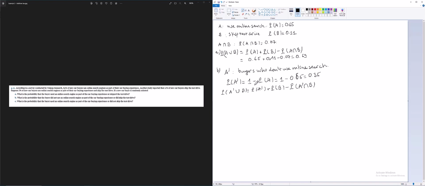Let's plug in the numbers that we already know. P of A prime is 0.35, P of B is 0.11. We're left with this quantity, P of A prime intersect B, that we don't know. So let's see if we can find this probability.